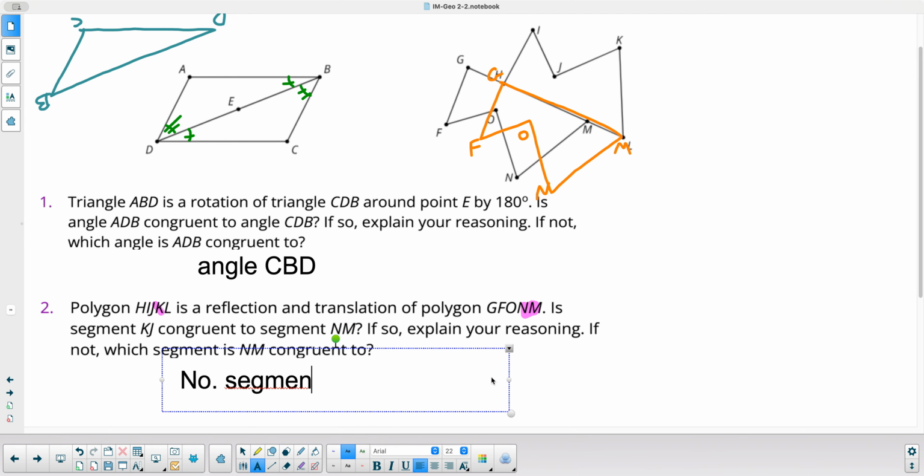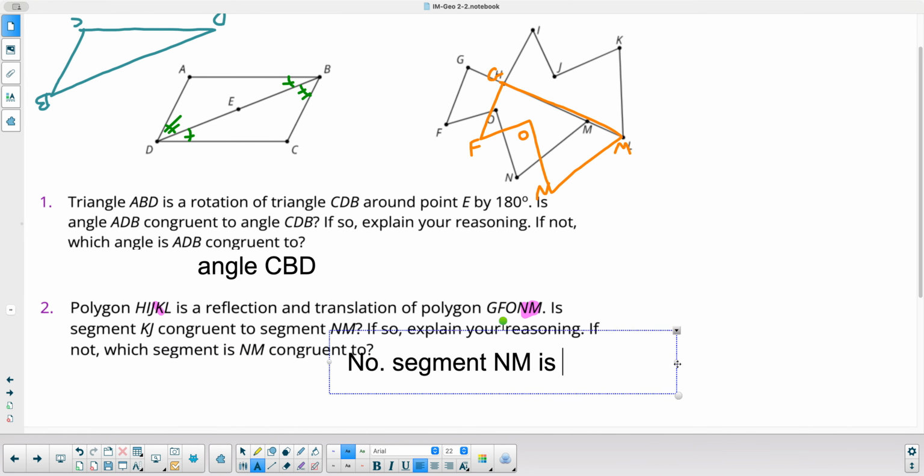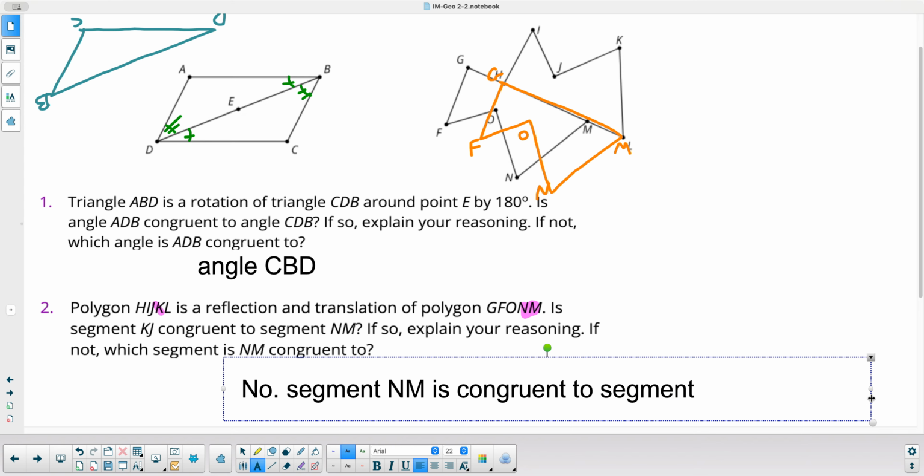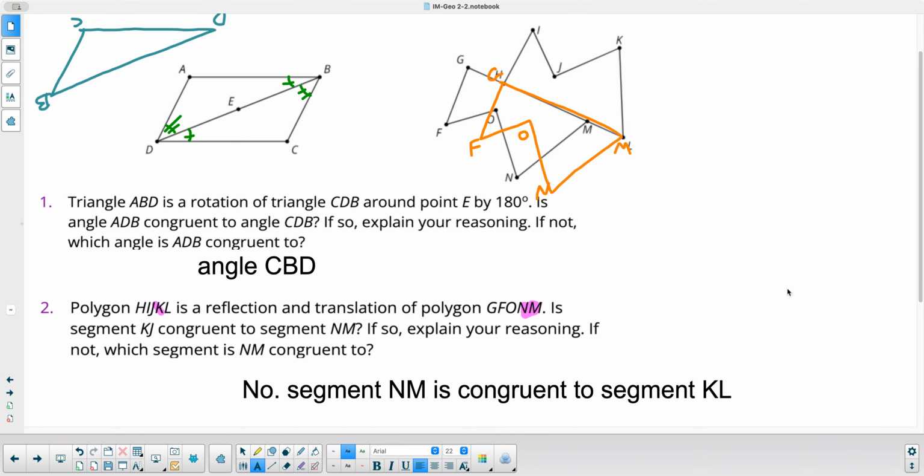And then you would say segment NM is congruent to segment KL. Okay.